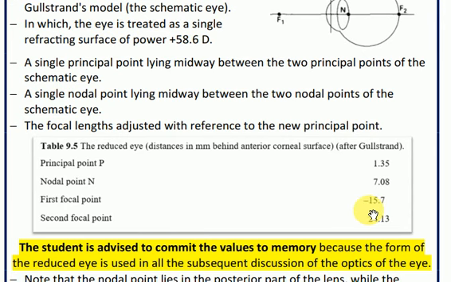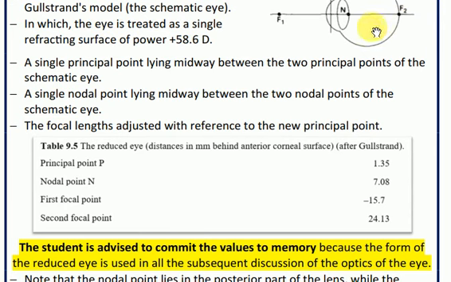The corresponding focal lengths measured from the principal point are minus 17.05 millimeter and 22.78 millimeter. Note that the nodal point lies in the posterior part of the lens, while the second focal point lies 24 millimeter behind the cornea on the retina of the normal eye.